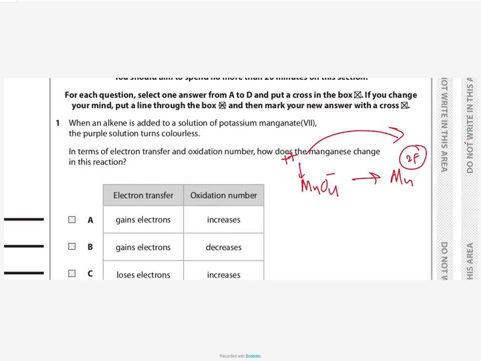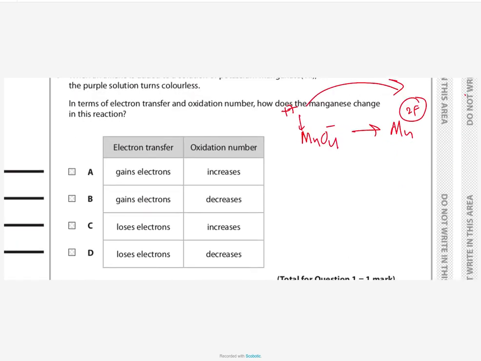As for electron transfer, how does the oxidation number decrease? By gaining electrons, right? +7 gains 5 electrons. If you write the half equation, we know it gains 5 electrons and forms the +2.